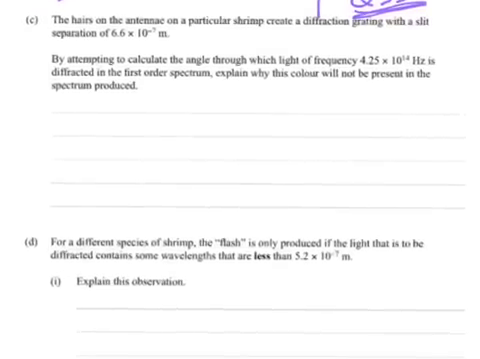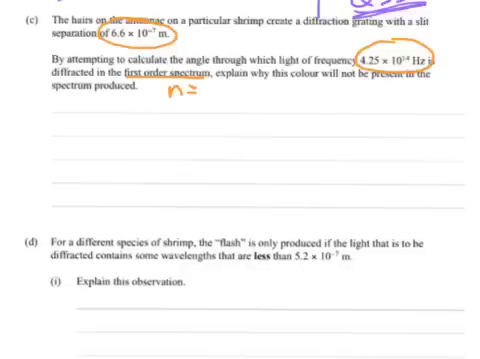C. The hairs on the antenna on a particular shrimp create a diffraction grating with a slit separation of 6.6 times 10 to the minus 7 meters. By attempting to calculate the angle through which light of frequency 4.25 times 10 to the 14 Hertz is diffracted in the first order spectrum, n equals 1, explain why this colour will not be present in the spectrum produced. So that's the big question. We're trying to explain why this colour will not be produced.